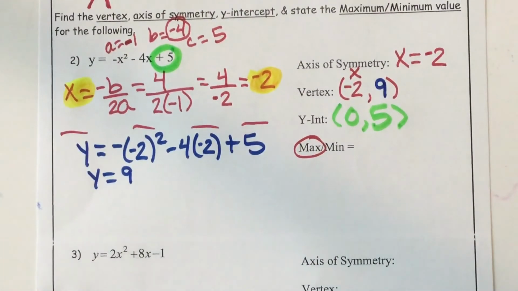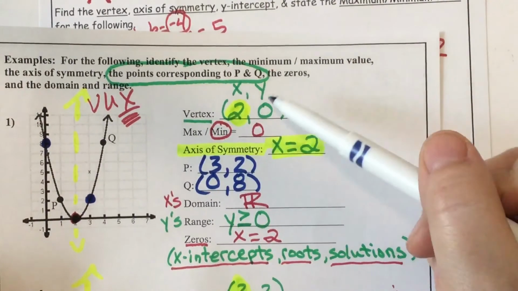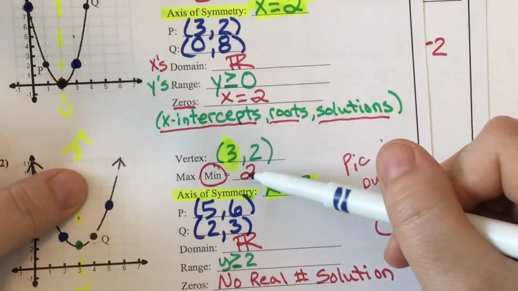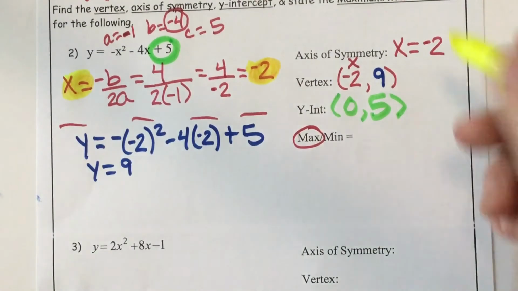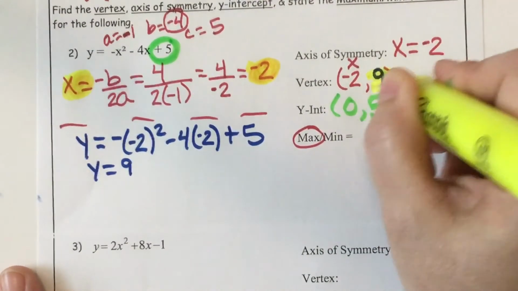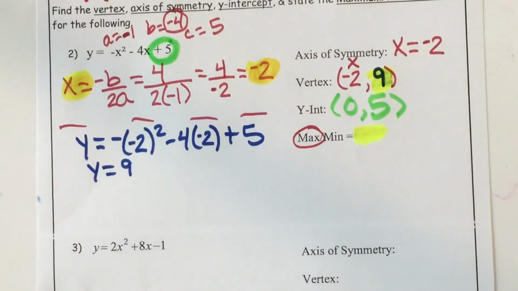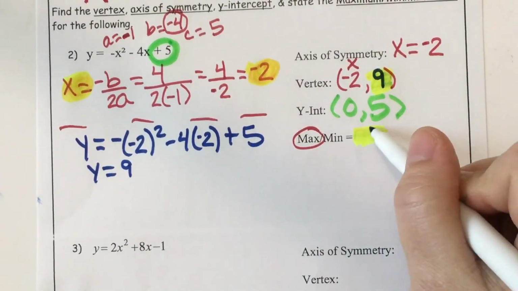Okay, and then the max or min value. Do you remember? The max or min value is always the y-coordinate to the vertex. And what did we find the y-coordinate of the vertex to be? We found it to be 9, so that guy right there is going to be a 9.